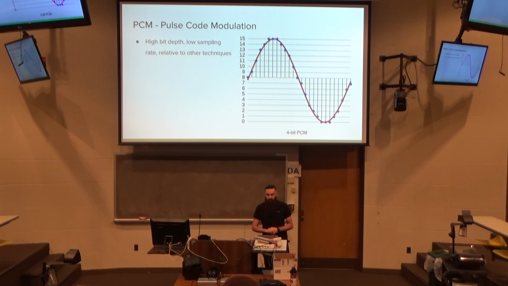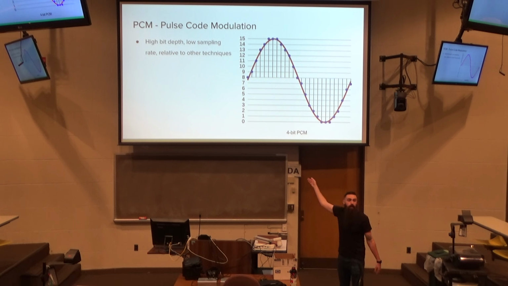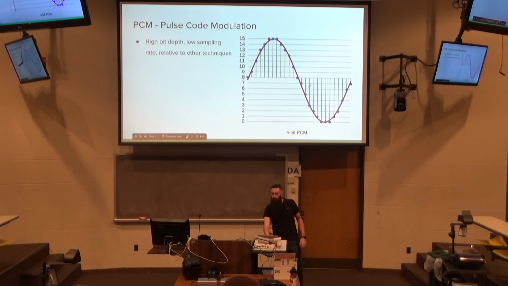So, as I said before, it has a high bit depth and a low sampling rate relative to the other technique, specifically pulse width modulation. You can see here kind of what's going on, where the red wave is what we want to sample. We want to encode this digitally. It's an analog wave. We'd like to make it digital. So you can see we basically measure it at a very specific interval. That's our sampling rate. And we store those points, which you can see aren't always actually on the line.